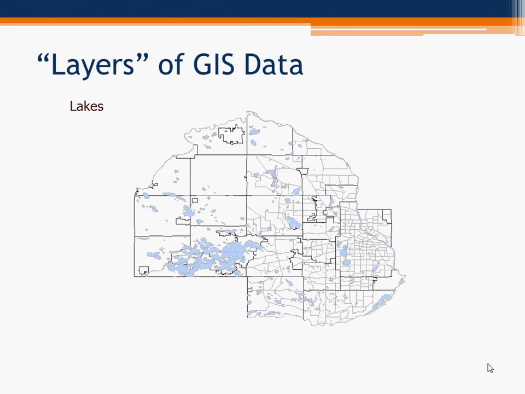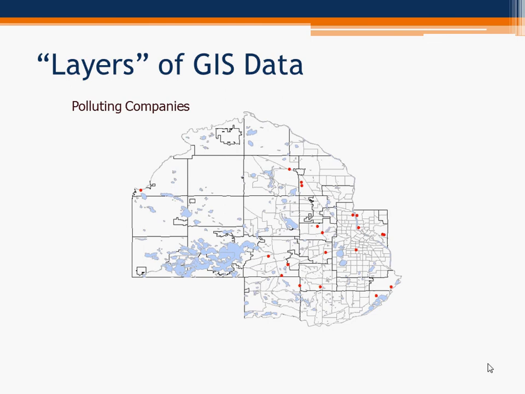I want to get to a point where I use this information to make some sort of a decision or put together some useful information where maybe some action needs to be taken. So now let's add another layer to that. And again, we're storing all of these different features on an individual layer for each type of theme, if you will. Polluting companies. Now we're looking at maybe some environmental impact analysis where we're looking at polluting companies and their relationship to bodies of water.